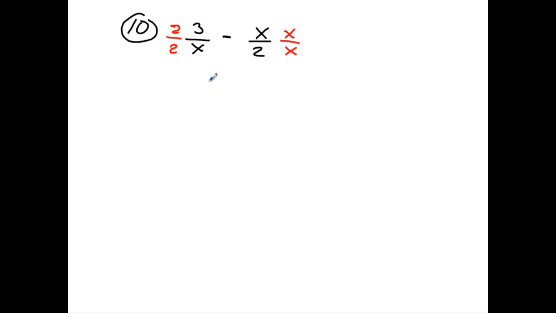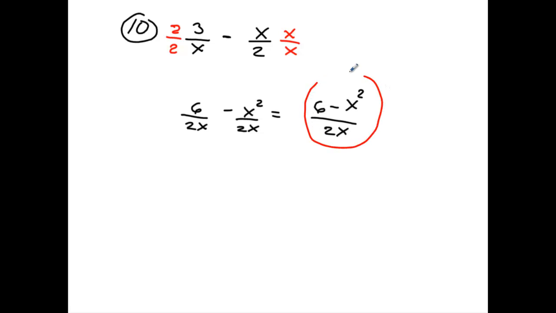And remember, this is equivalent to 1. So now when I do my multiplication, I will have 6 over 2x minus x squared over 2x. And now we will combine those as 6 minus x squared divided by 2x. So that problem really is not too bad. It's actually easier than the other two. Alright, so there were the solutions to problems number 4, number 6, and number 10.